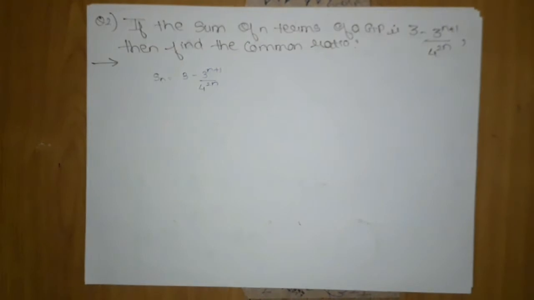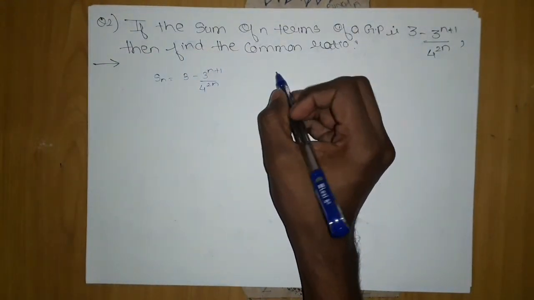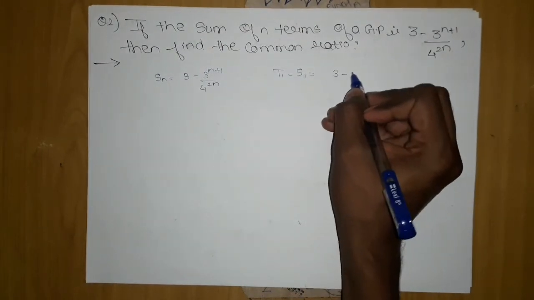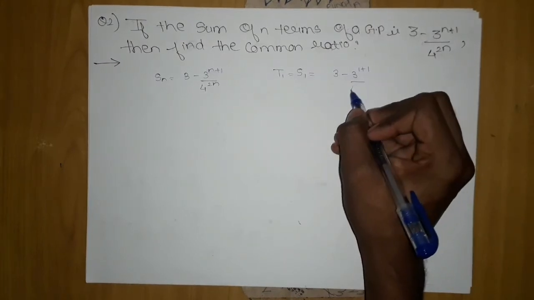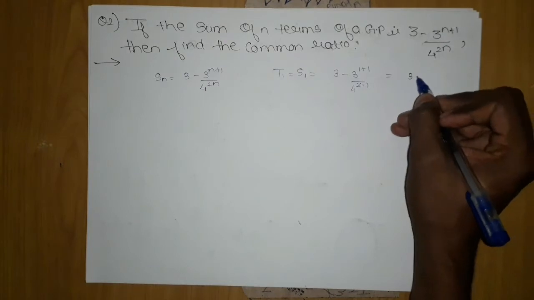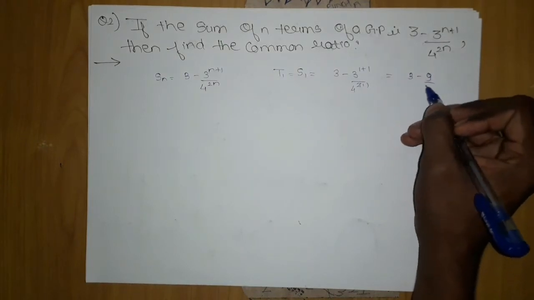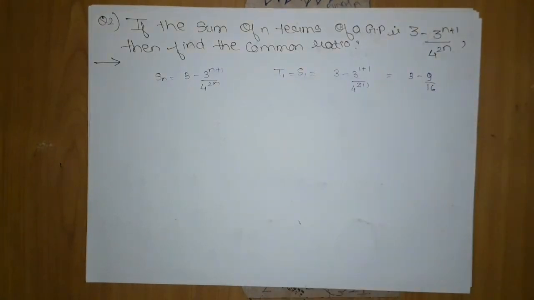So we can do many things with it, but we want to find the common ratio. So T1 is equal to S1, which is equal to what? 3 minus 3 power (1 plus 1) upon 4 power (2 into 1). So what are we getting? 3 minus 3 square, which is 9, by 4 square, which is 16. So we got our T1.